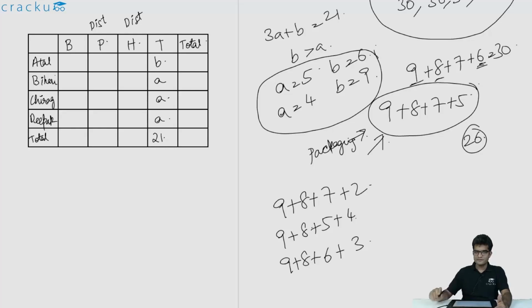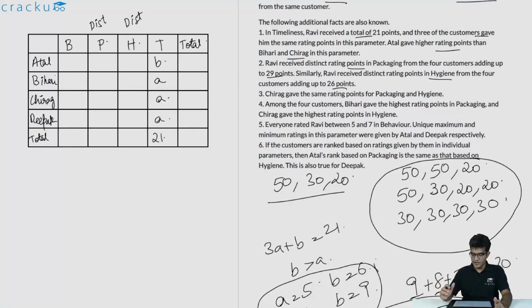That 1 cannot be from 8, because then it will be 9, 7, 7, 6. There will be 2 7s. That can't be from 7, because then it will be 9, 8, 6 and 6, because there will be 2 6s. So that 1 has to necessarily be removed from 6. So the only way that is possible is if it is 9, 8, 7 and 5. Anyway, I hope it was understandable to you. Otherwise, we'll continue further and you can think about it.